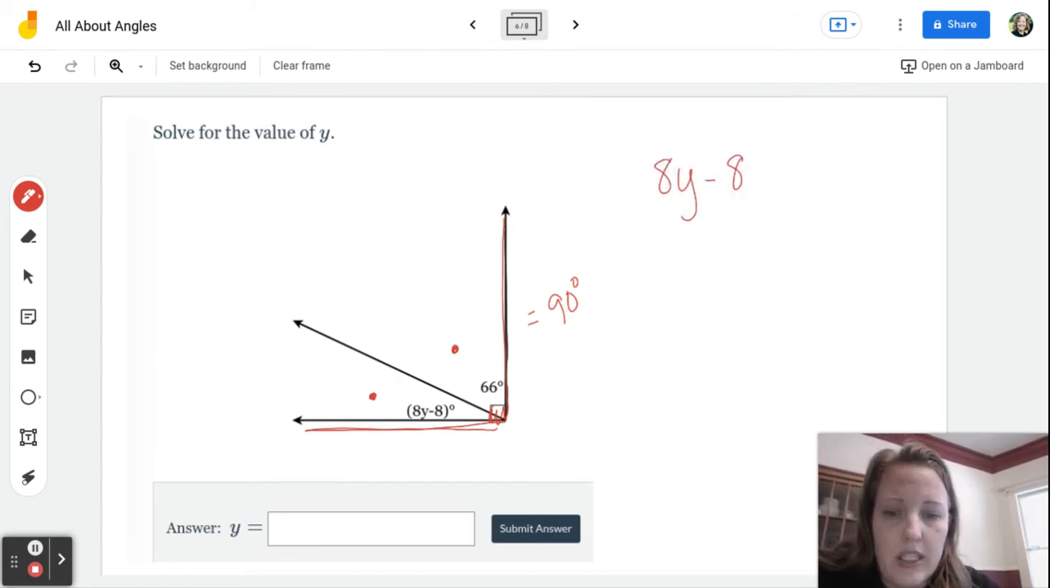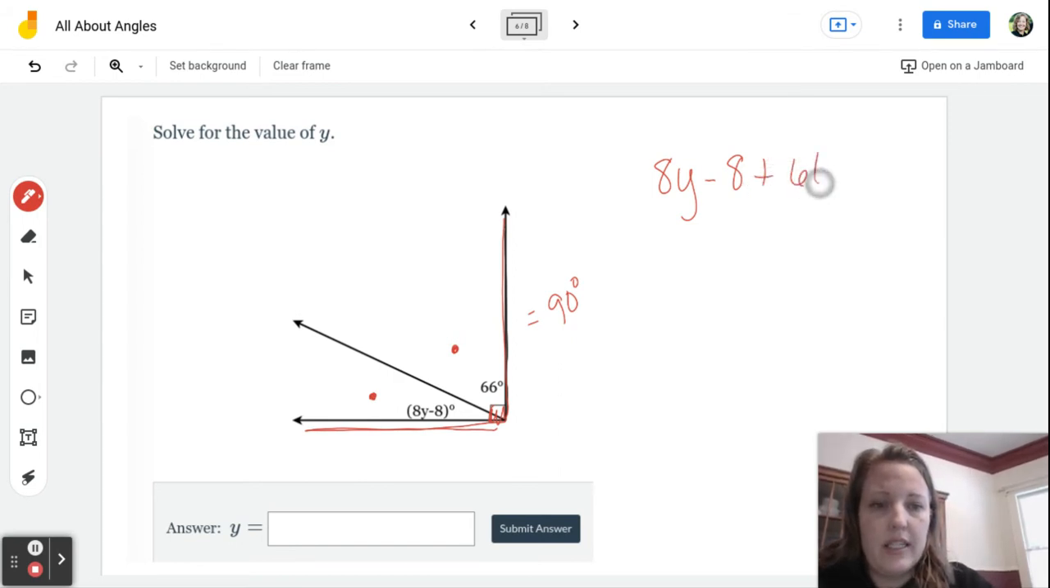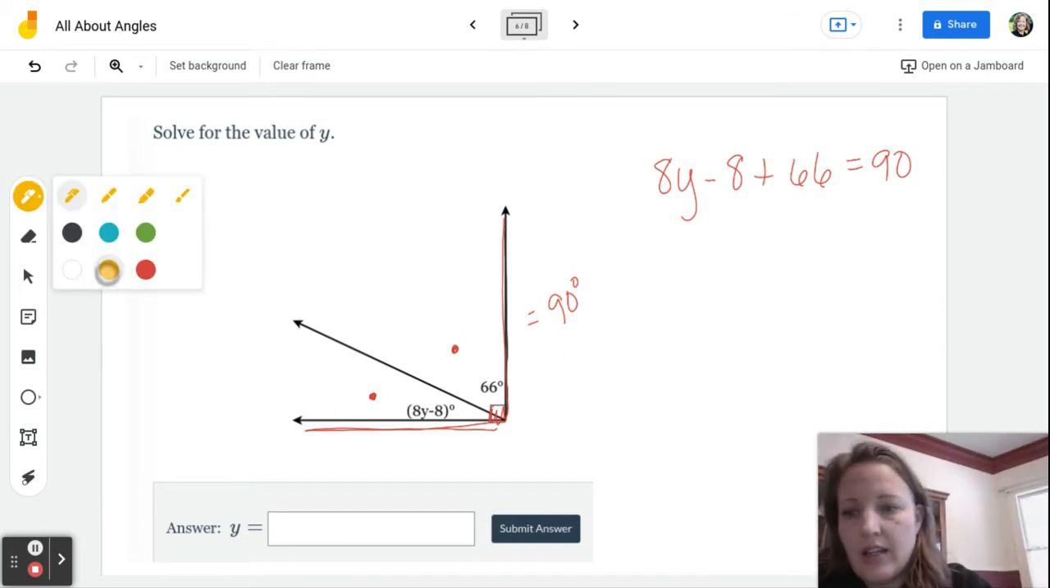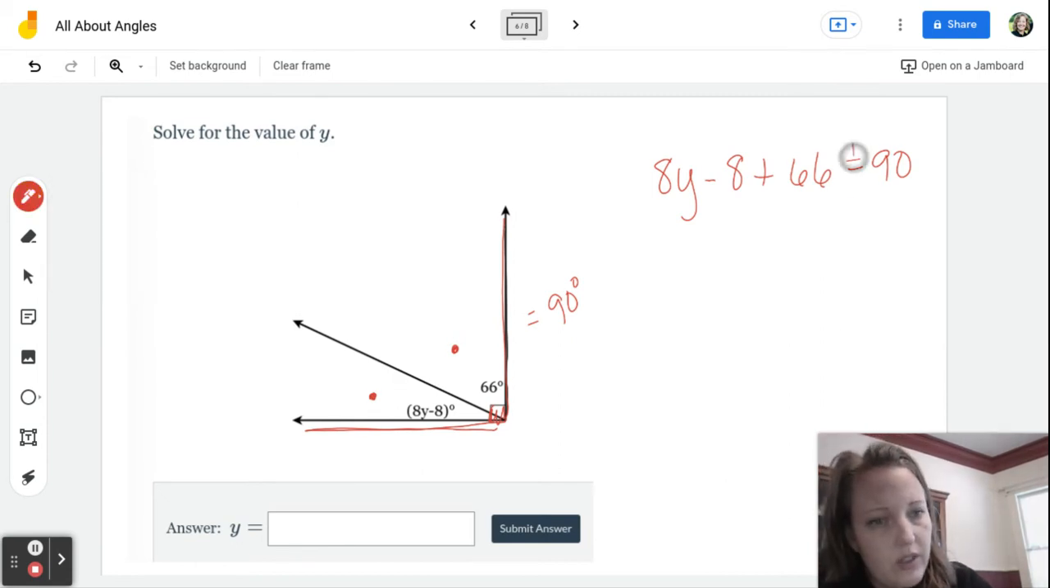That's the expression that is defining the measure of that angle. So that plus 66 is equal to 90. Okay, so we're going to just take advantage of what we know about solving equations. So now put your solving equations hat on and go back, okay, what can I do? And for a lot of you, once you draw this line, it seems to help a lot.